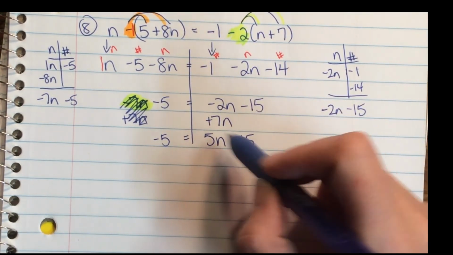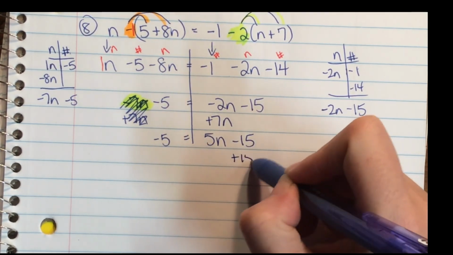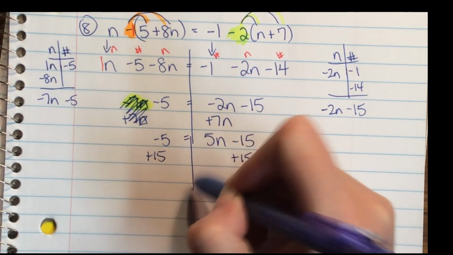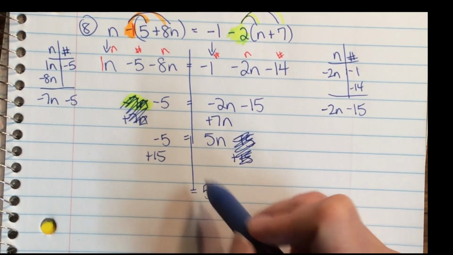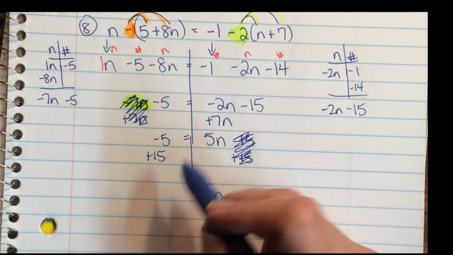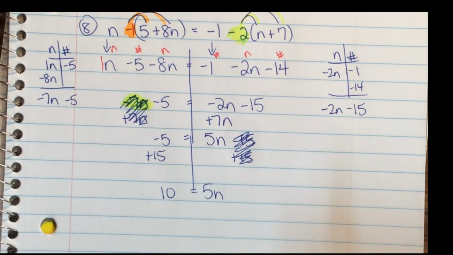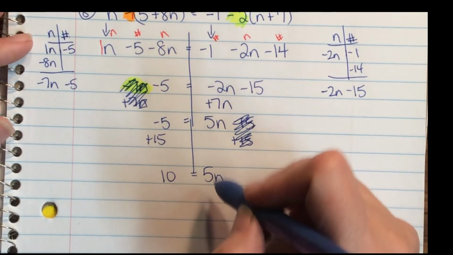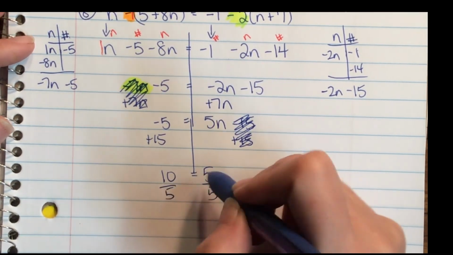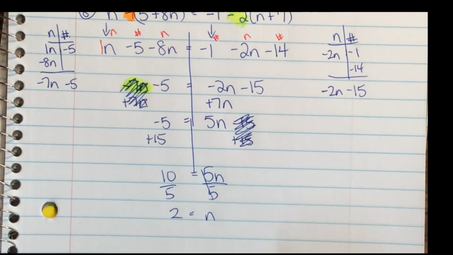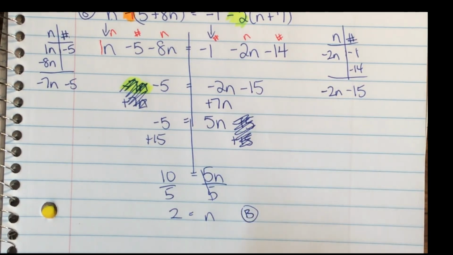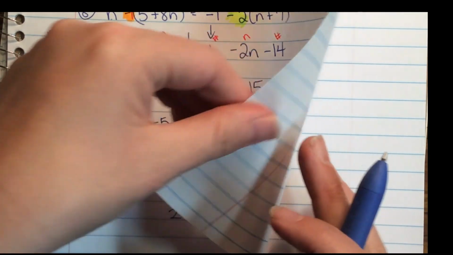Now, this is a two-step equation. I'm going to add 15 on both sides. These will go away. And I'll get 15 plus -5 is 10. So 5n equals 10. I'm going to divide by 5 on both sides. And n equals 2. Because 10 divided by 5 is 2. So number 8 is B, +2. All right, we got 2 left.